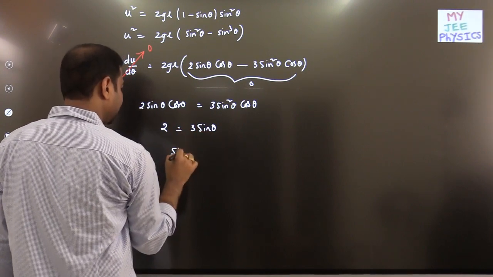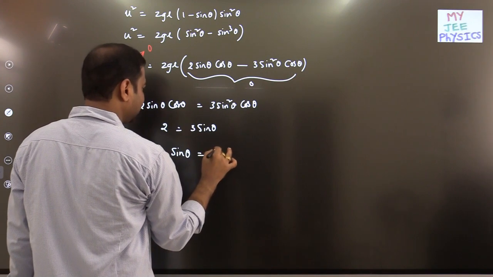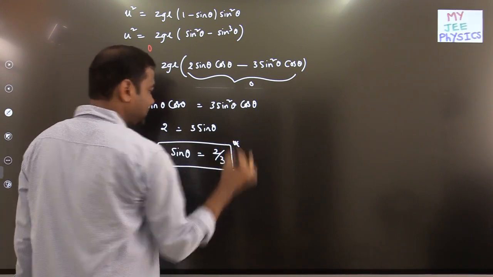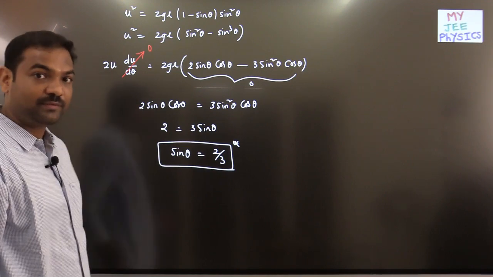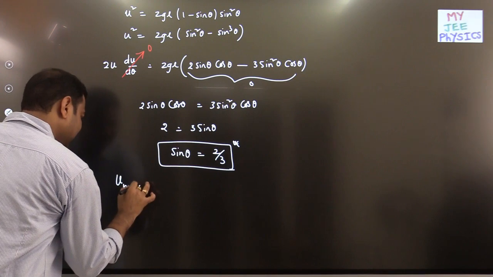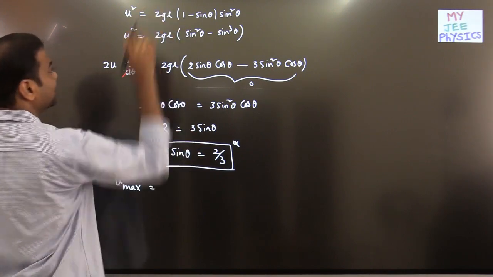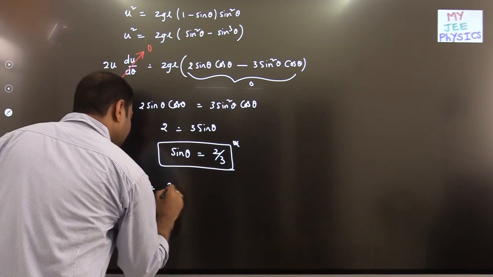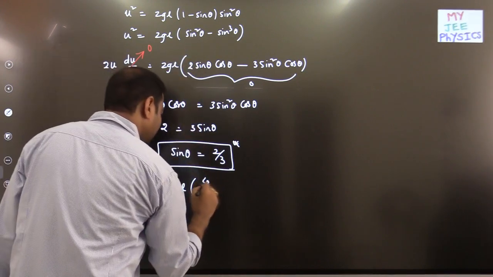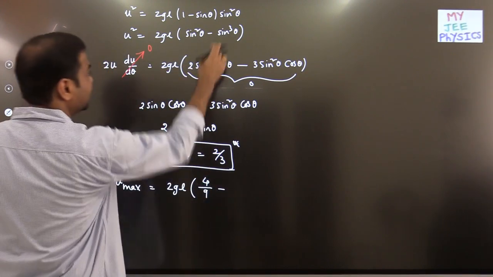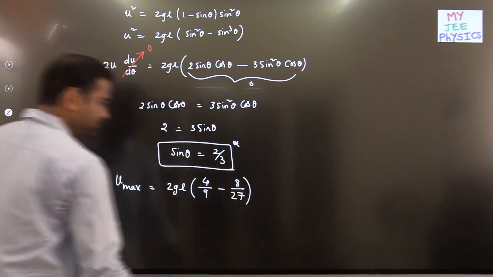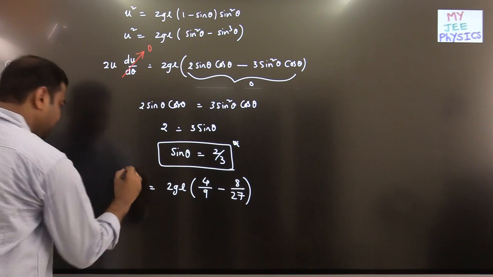Then finally, the sin theta value I got is 2 by 3. This is the angle at which u value is maximum. But what we require is the maximum value of u. So now keep the sin theta value in the given expression: u max square is 2gl into, in place of sin square theta I can write 4 by 9, minus, in place of sin cube theta I can write 8 by 27.